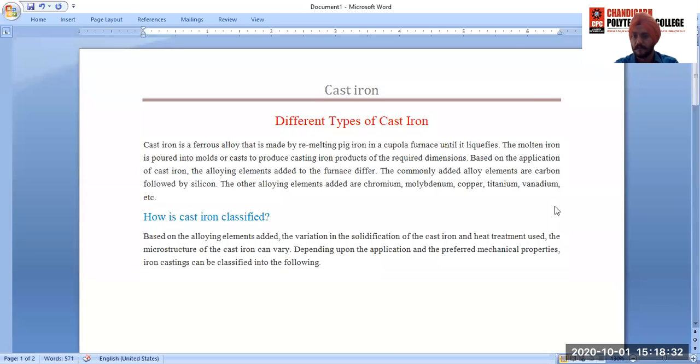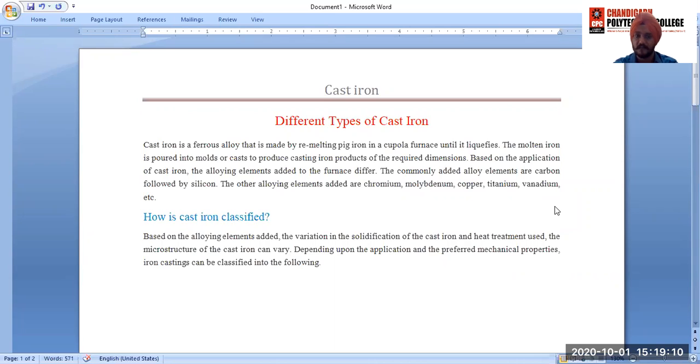First is cast iron. Basically, cast iron is extracted from pig iron. Pig iron is a raw material used for making cast iron, steel, and wrought iron in different furnaces. Pig iron is extracted from the blast furnace. Cast iron is made from pig iron in the cupola furnace, where pig iron is used as a raw material, and other material like wrought iron is extracted from the puddling furnace.